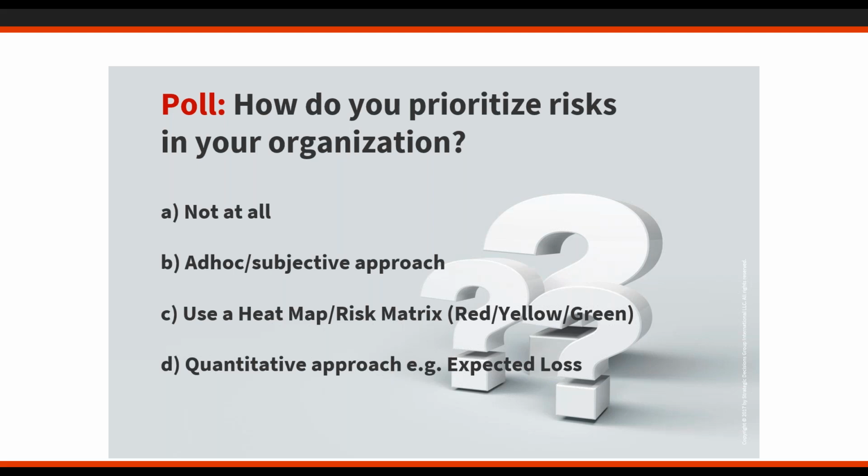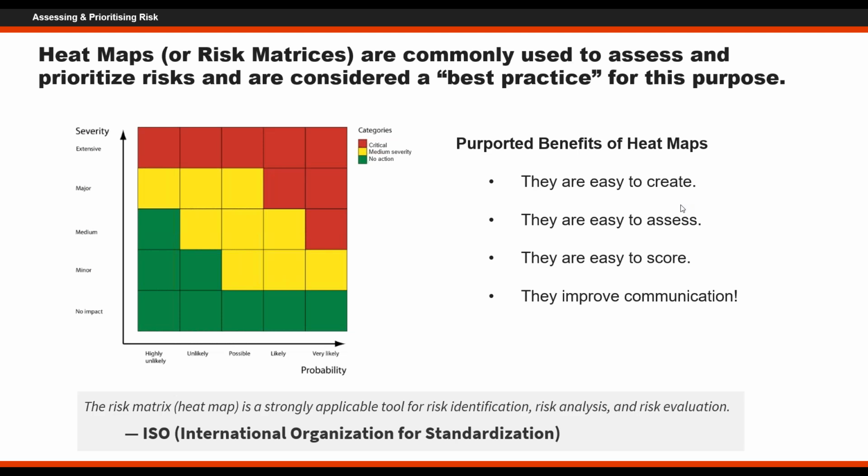So with that in mind, that gives us a good backdrop into the next part of this conversation. Let's start a little discussion of heat maps, which, as we've just seen from the poll, are very, very commonly used to prioritize risks, and in many respects, they're considered a best practice for this purpose. I've picked a quote here from the ISO organization that talks about the risk matrix or the heat map as a strongly applicable tool for risk identification and risk analysis and risk evaluation. And indeed, it has, at least on the surface of it, big benefits.